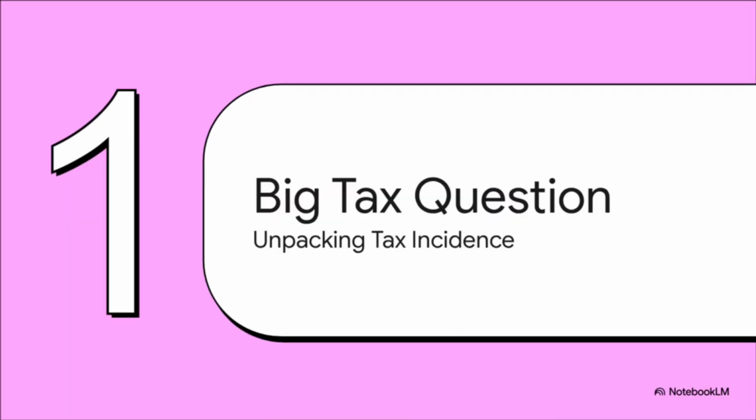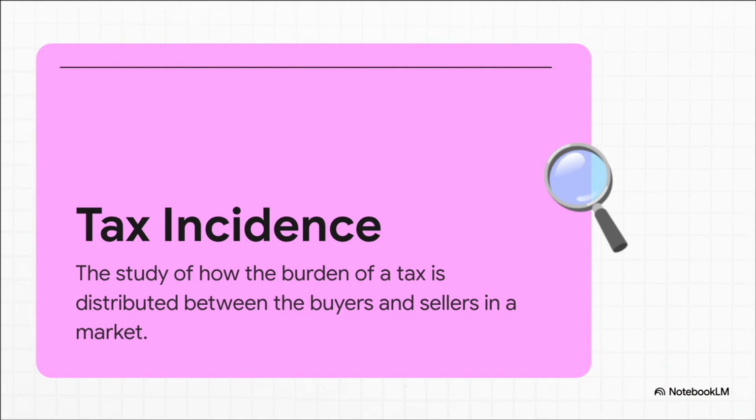Let's do it. First things first, let's put an official name on what we're actually talking about here. So this whole question we're asking, it has a name in economics. It's called tax incidence. And really, it's just the study of how the bill for a tax gets split up between the people buying the stuff and the people selling it. Because here's the thing, it's never just one side that pays. The burden is always shared, and tax incidence helps us figure out who pays more and, more importantly, why.